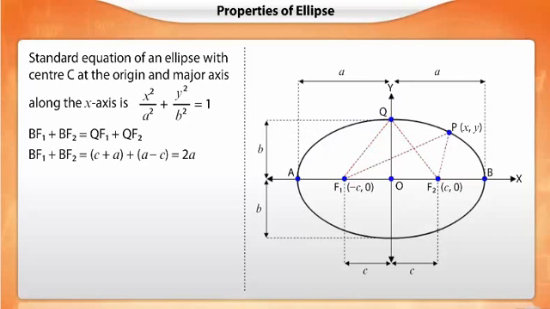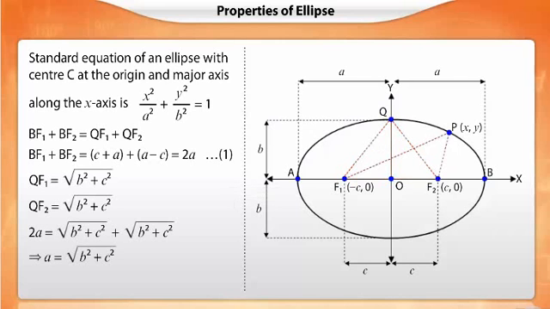Call this equation 1. In right-angled triangle QOF1, according to the Pythagoras theorem, QF1 is equal to the square root of b square plus c square. Similarly, QF2 is also equal to the square root of b square plus c square. Substituting these in equation 1, we get a square equal to b square plus c square.